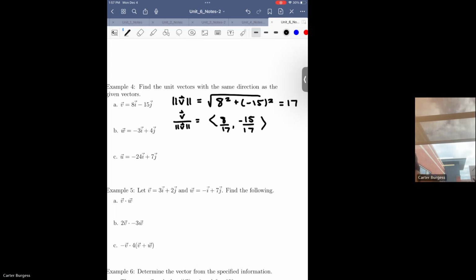All right, take a stab at B and C. Figure out the magnitude, dividing each of your components by the magnitude to get your unit vector.